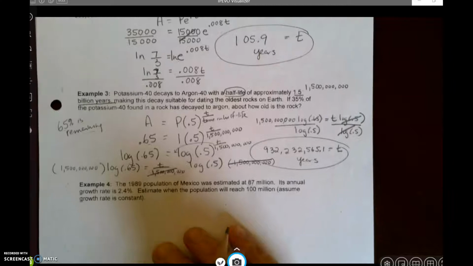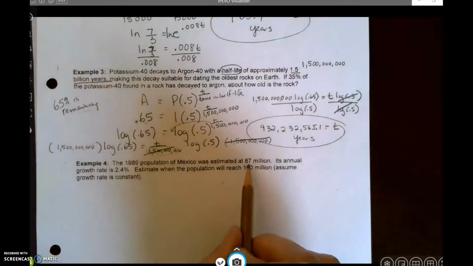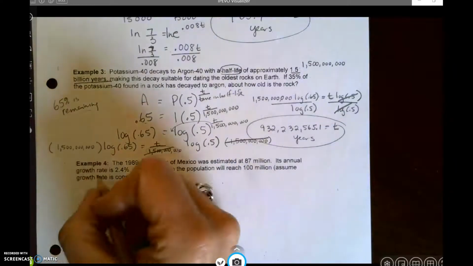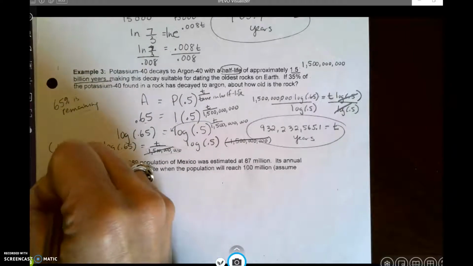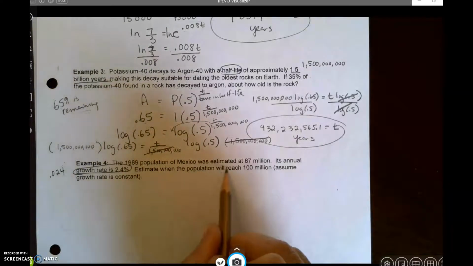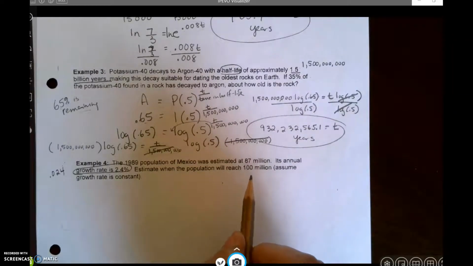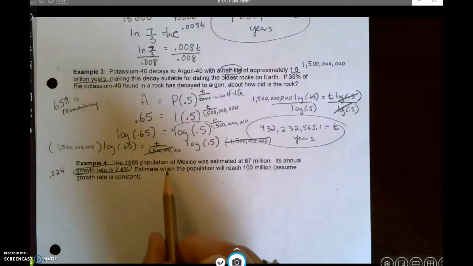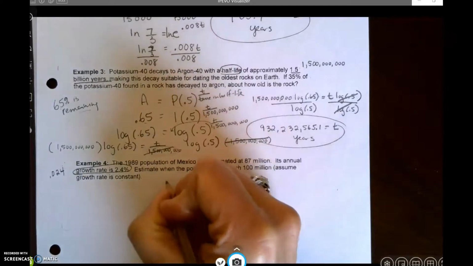All right, let's go to example 4. The 1989 population of Mexico was estimated at 87 million. Its annual growth rate is 2.4%, so that's 0.024. Estimate when the population will reach 100 million. Okay, so this is not PERT, because it doesn't say it's growing continuously. It's just growing at a constant rate. So this is where we have the principal times 1 plus r to the t equals the amount.